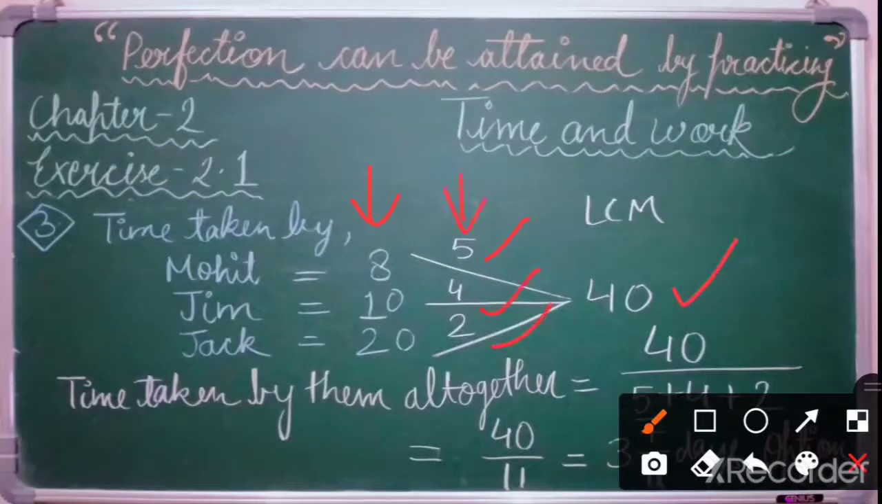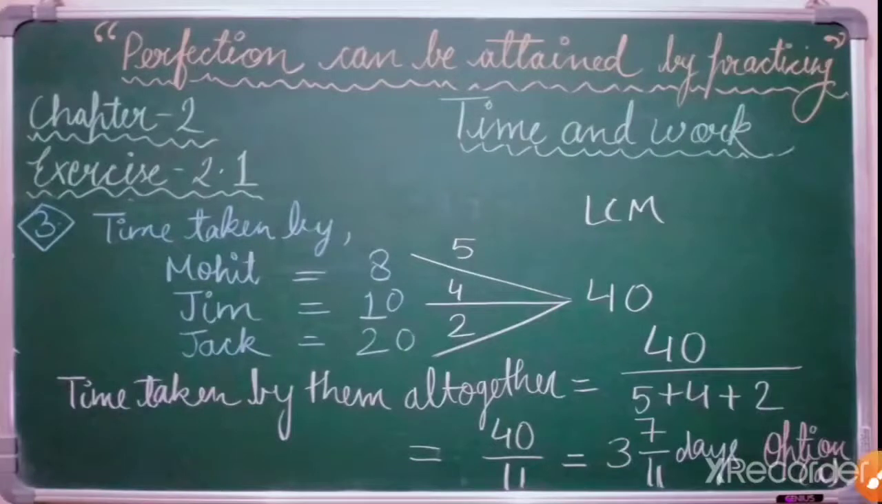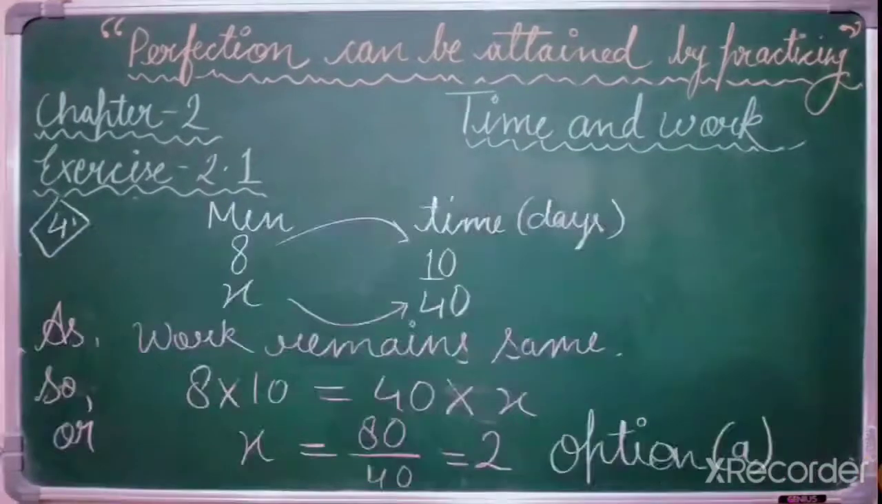These are the efficiencies. So how will we find the time taken by them all together? We will keep the total work LCM in the numerator and the sum of their efficiency, 5 plus 4 plus 2, in the denominator. After solving it out, we would get 3 whole 7 by 11. So our option A will be our correct answer. Moving to the next question.